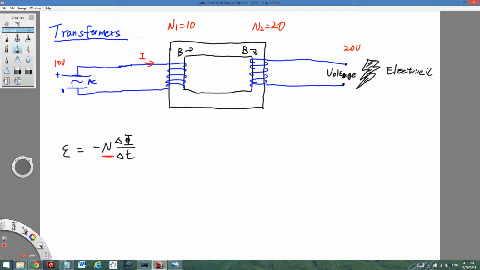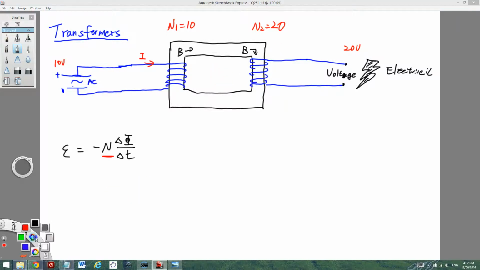That's what a transformer does. The transformer changes the voltage and the current, by simply decreasing or increasing the number of rotations of wire on one side. That's it. This is a very simple transformer, and it works.